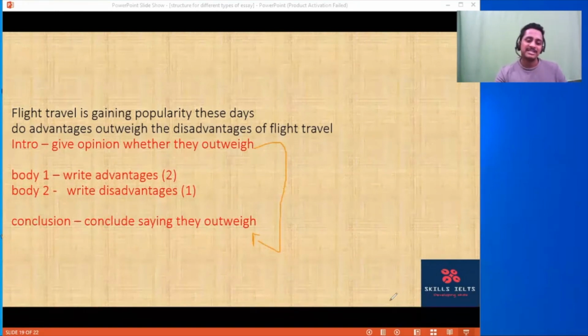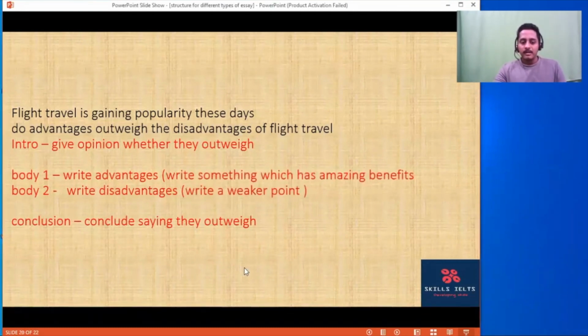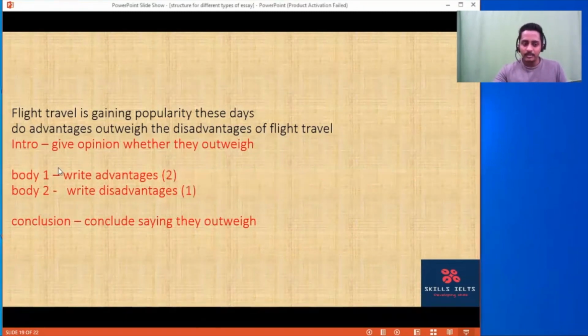Okay, Nakul, but still sometimes I run out of ideas. Two advantages, I'll not be able to think. What can I do? Certainly there is another way. See, advantages and disadvantages are not about the quantity, but the quality. This is a very good advantage. This is a very weak disadvantage. In that way, if you say the same thing another way to write, don't get confused.